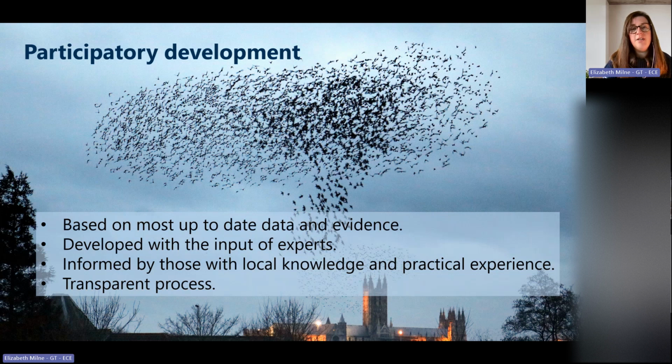And the reason for this is because by involving the widest number of people, we would be ensured that the strategy would be based on the most up-to-date data and evidence. It would be developed with the input of the many experts that we have throughout the county. It would be informed with those with the local knowledge and the practical experience that was so important.